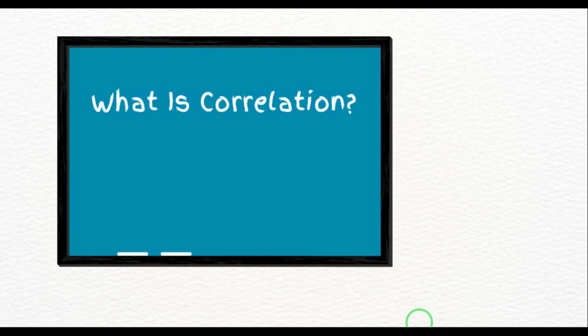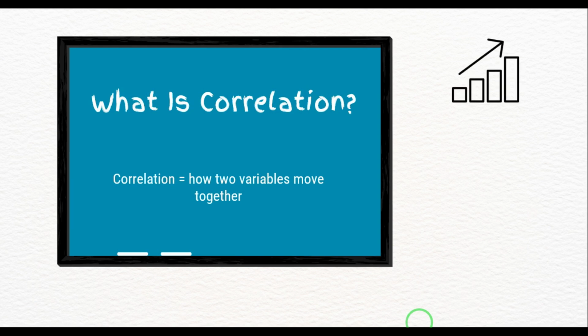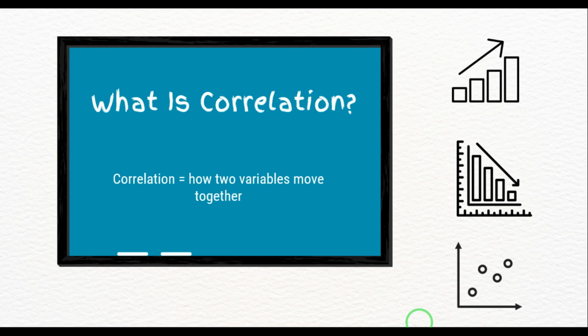So first, what exactly is correlation measuring? Correlation simply measures how two variables move together. When one goes up and the other tends to go up too, that's a positive correlation. But if one goes up and the other goes down, that's negative. And if there is no consistent pattern, correlation is near zero. So it doesn't say why they move together. It just says that they do move together.